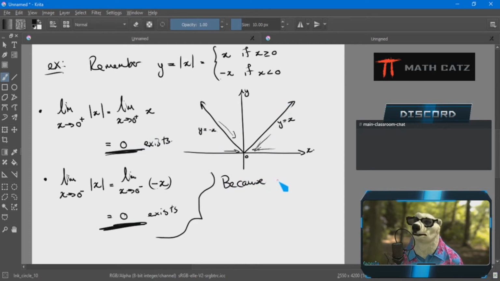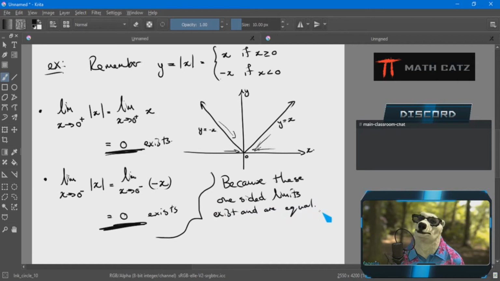and it is the same, because these one-sided limits exist and are equal. That means regardless of which side I'm coming at x equal to 0, the y value is doing the same thing. We can say the two-sided limit as x approaches 0 of this function is 0 and exists.